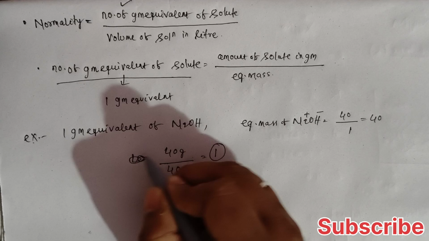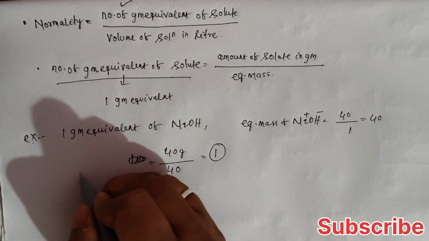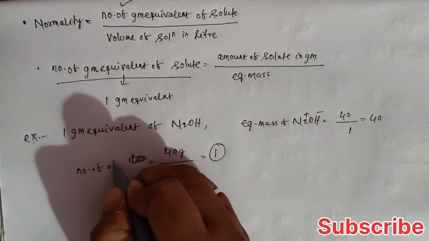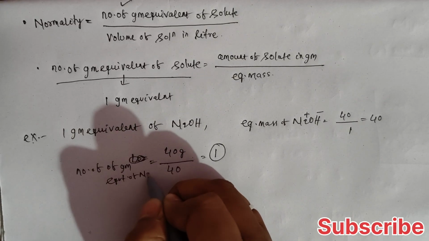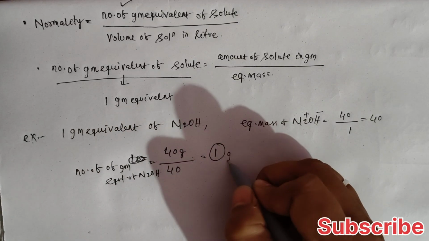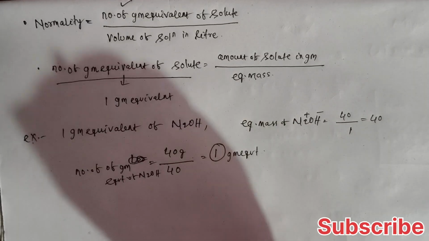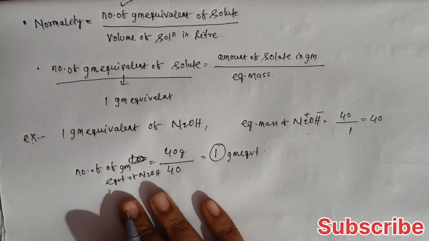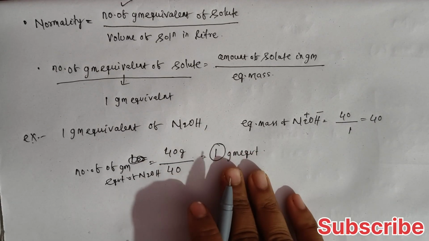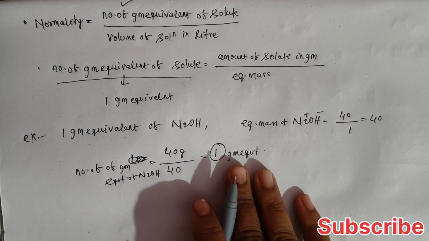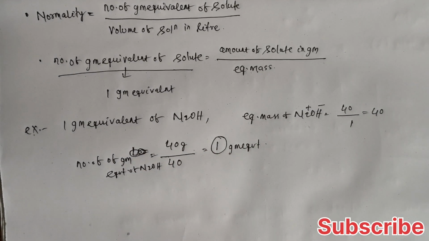Clear? This is called number of gram equivalent of NaOH, that is equal to 1 gram equivalent. So the number of gram equivalent of NaOH is equal to 1 gram equivalent. Clear? Very simple. I hope it is clear to all of you.